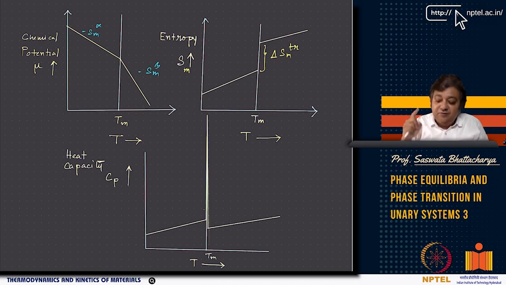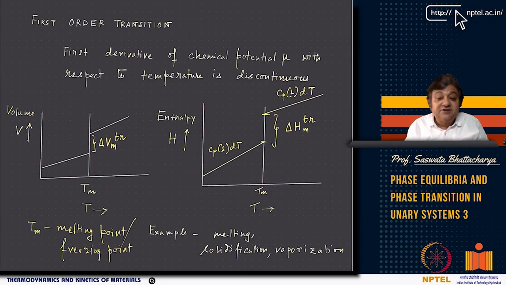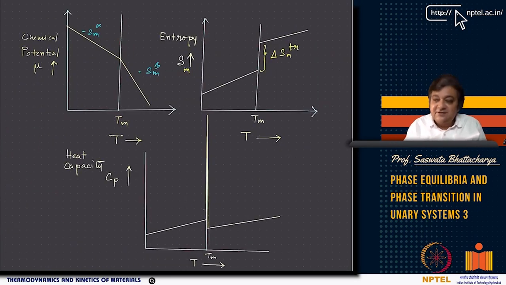Where the first derivative of the molar free energy, or first derivative of chemical potential, shows a jump, those transformations are called first order transformations. Examples of first order transformations are melting, solidification, vaporization. Later, much later, I'll talk about a theory called Landau theory, and there you can see a further discussion on first order transitions, compared with second order transitions and higher order transitions.